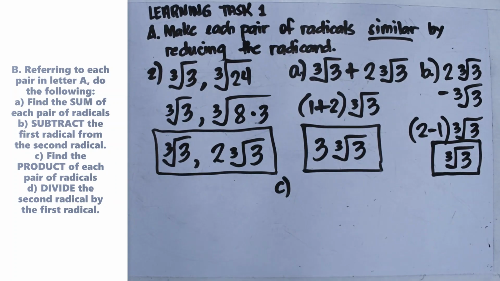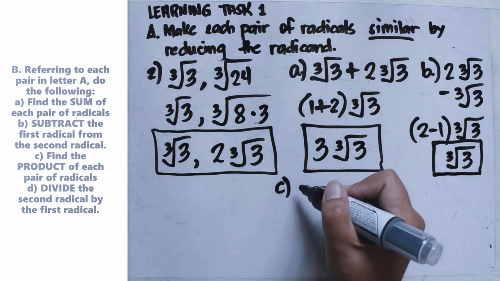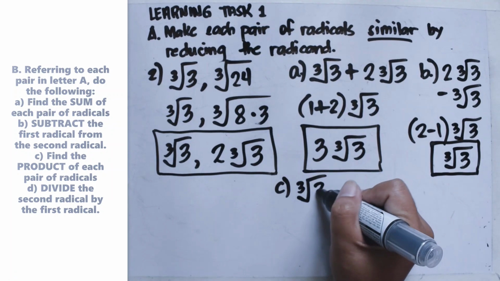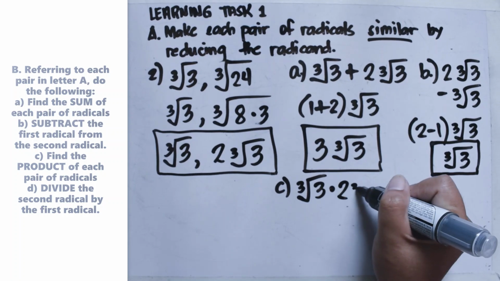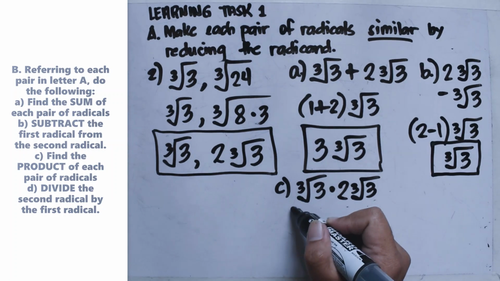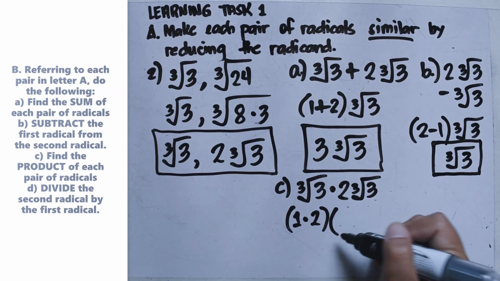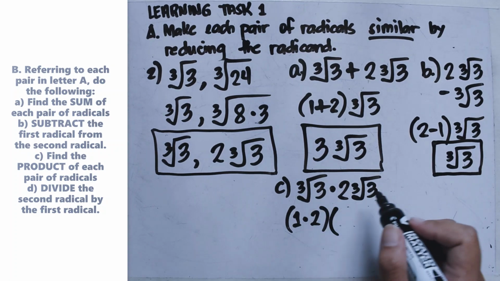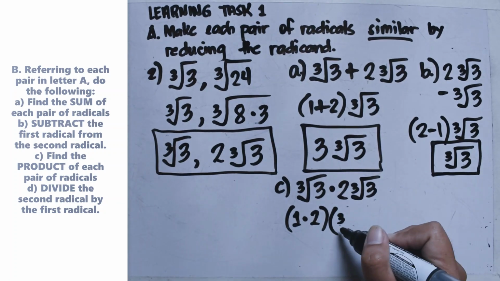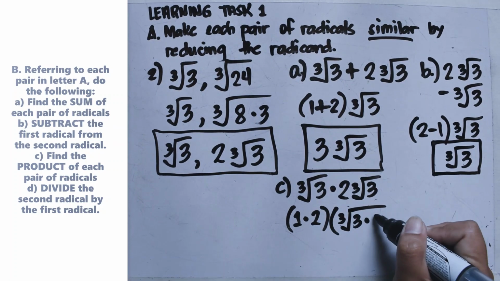So, letter C, of course, we find the product of each pair of radicals. So, we multiply these two: cube root of 3 times 2 cube root of 3. What was our rule in multiplying again? We just multiply the numerical coefficients, so the invisible 1 times our 2. And then we also multiply our radicands, but just copy the same index. So we have cube root of, our two radicands, 3 times 3.